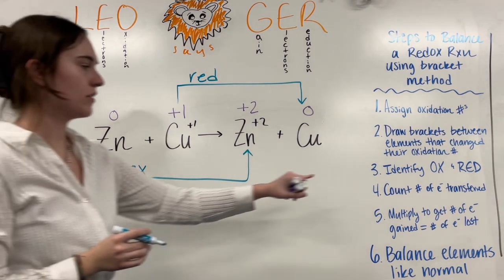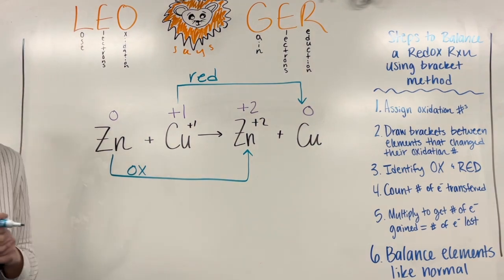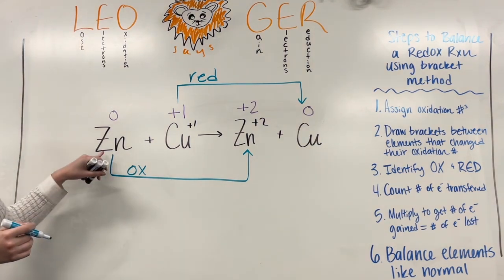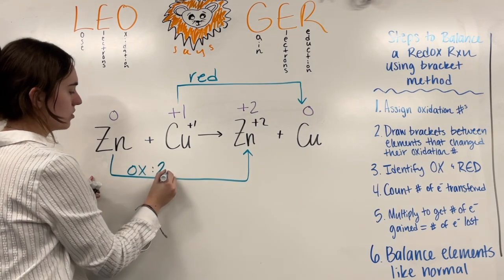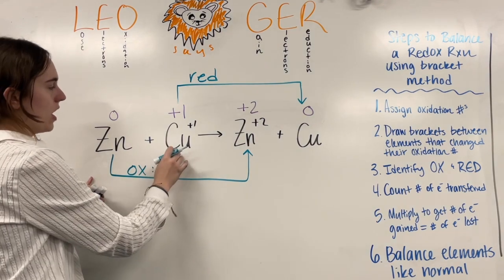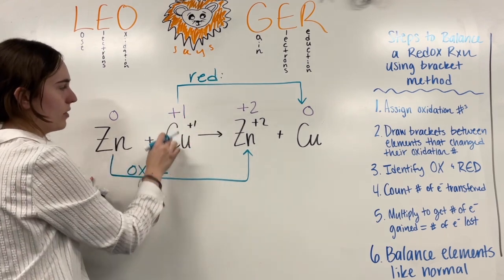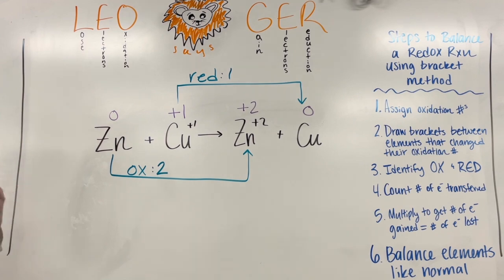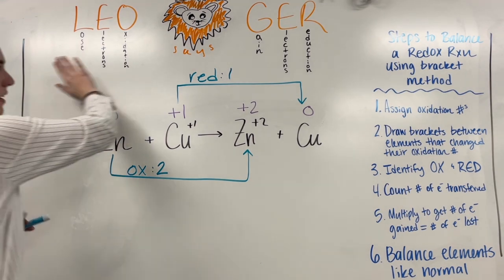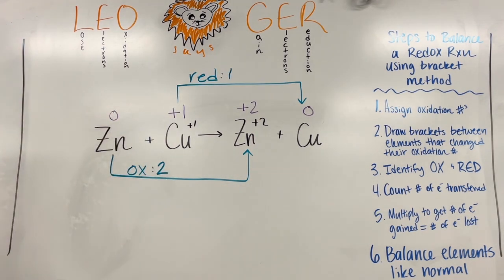Okay, step 4 is to figure out how many electrons were transferred in this reaction. Zinc went from 0 to +2, so it lost 2 electrons. Copper's ion went from a +1 to 0, so it gained 1 negative electron. Remember, LEO says GER to help you remember redox, reduction and oxidation.